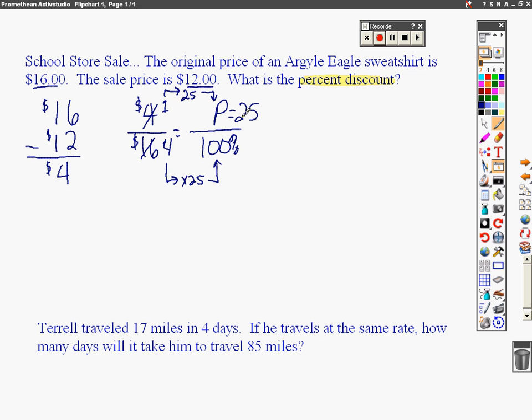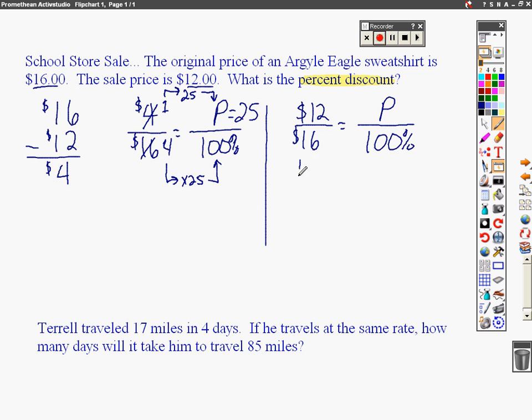Now, another way we could do this, if we just look at the numbers, we're given $12 and $16. So we set up a proportion using those numbers. We have $12 over $16. And we know that $16 is the total cost, which is 100% of the price. We're trying to figure out P, the percent. So we'll use cross product to solve this one.